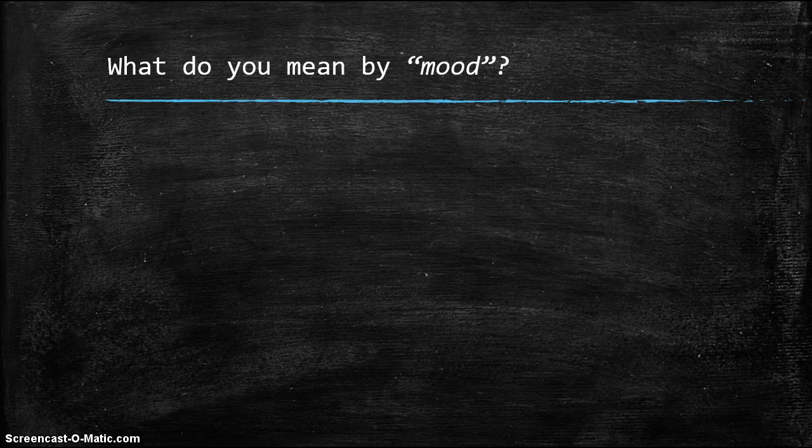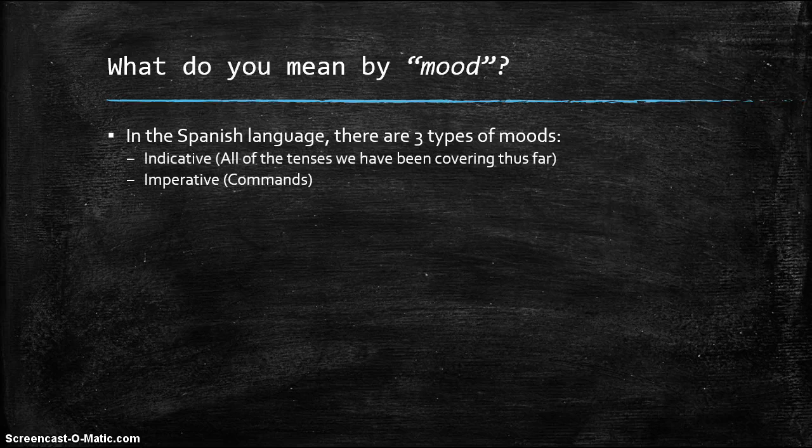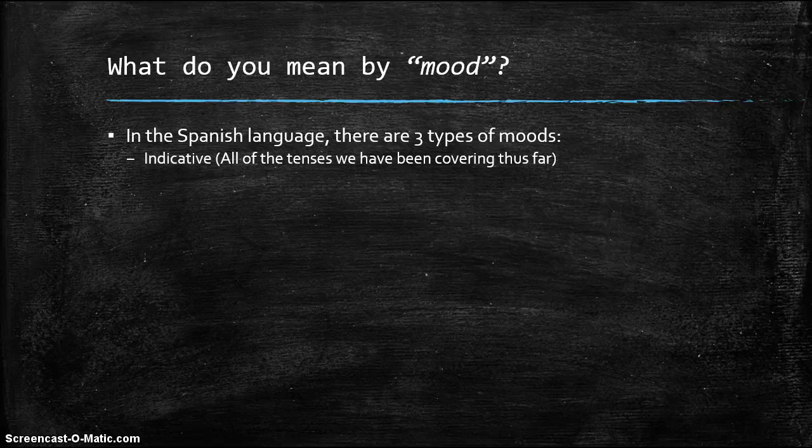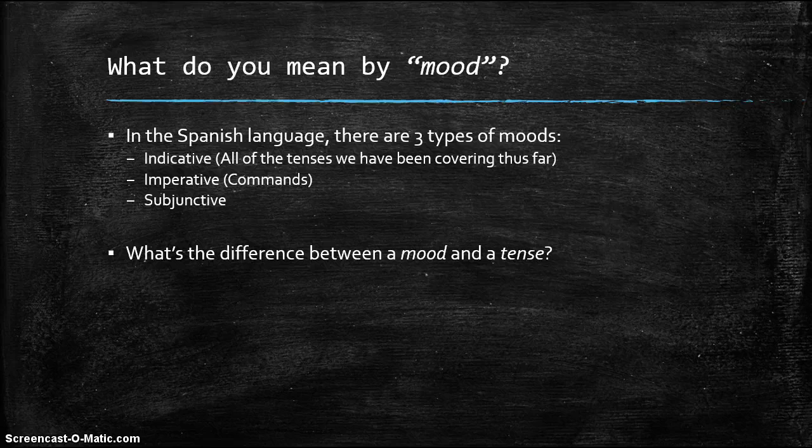So let's get started on the word mood. Why was I talking about the word mood? Well, in Spanish, there are 3 types of moods. We have gone over 2 in class so far. The first mood is the indicative, and the indicative mood is everything we've been covering so far in class. The imperative mood is what we call commands, and then we have the subjunctive, and that's what we're starting to get into. So you might be wondering, well, what's the difference between a mood and a tense?